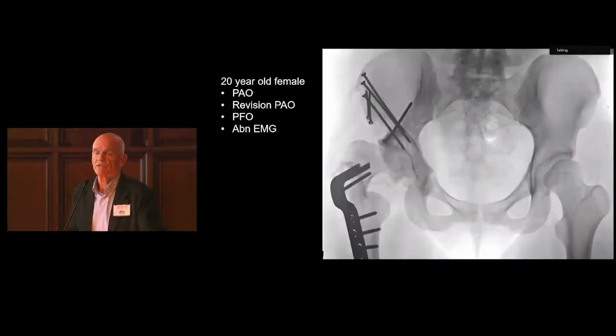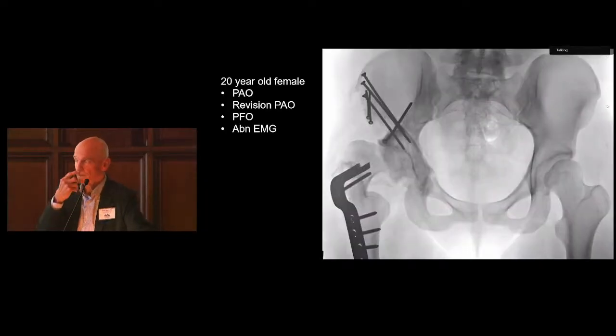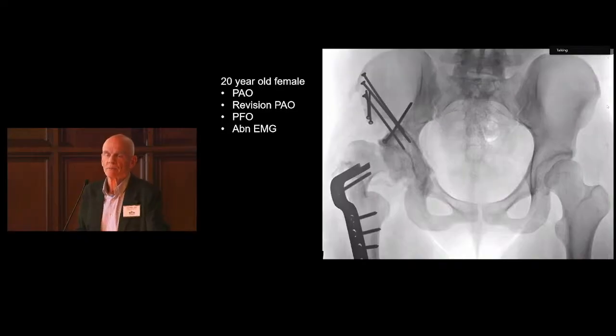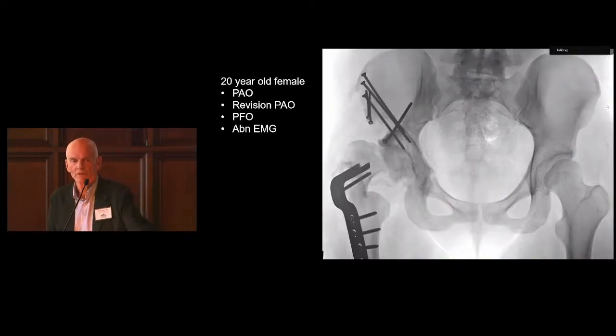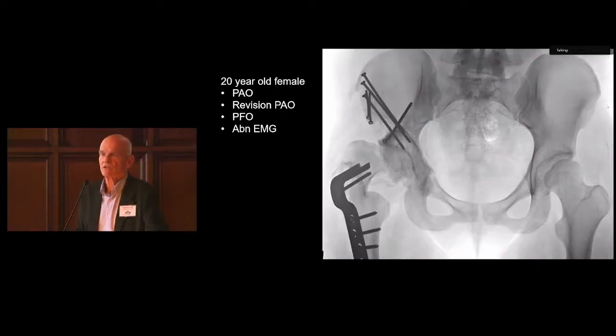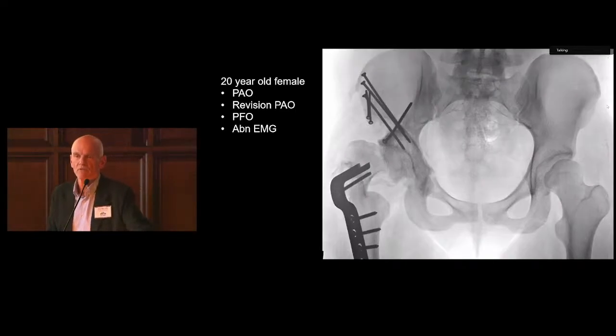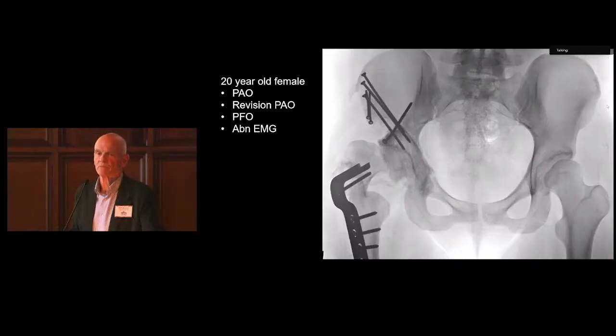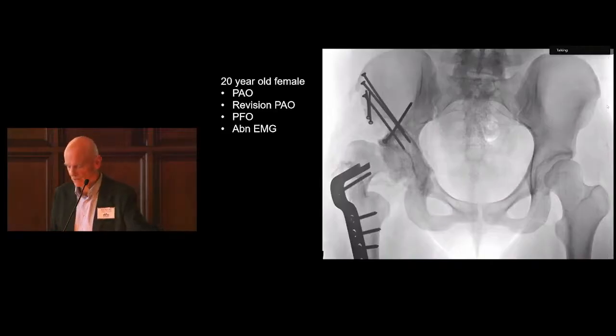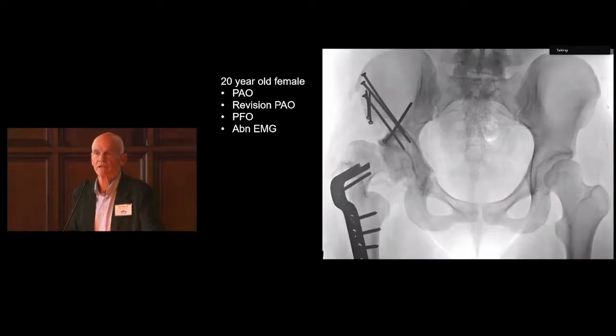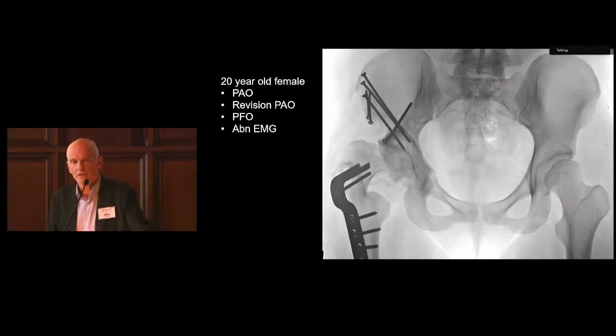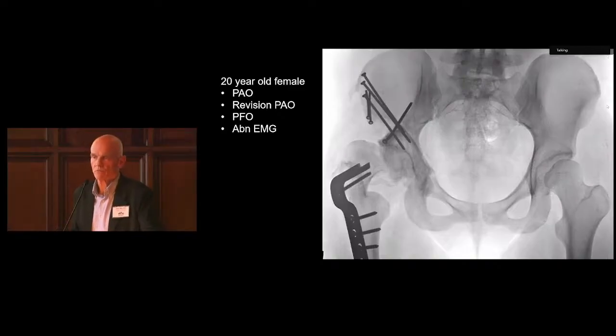All right, we'll start with this worst case first. This is a 20-year-old who was operated on at a large, well-known Midwest university, and at this point, 18 months out, she's had a PAO, a revision PAO, and a proximal femoral osteotomy, and this is her x-ray. We're going to come back to this later. She also has had extensive workup. She has partial superior gluteal and partial sciatic nerve injuries with significant muscle weakness.